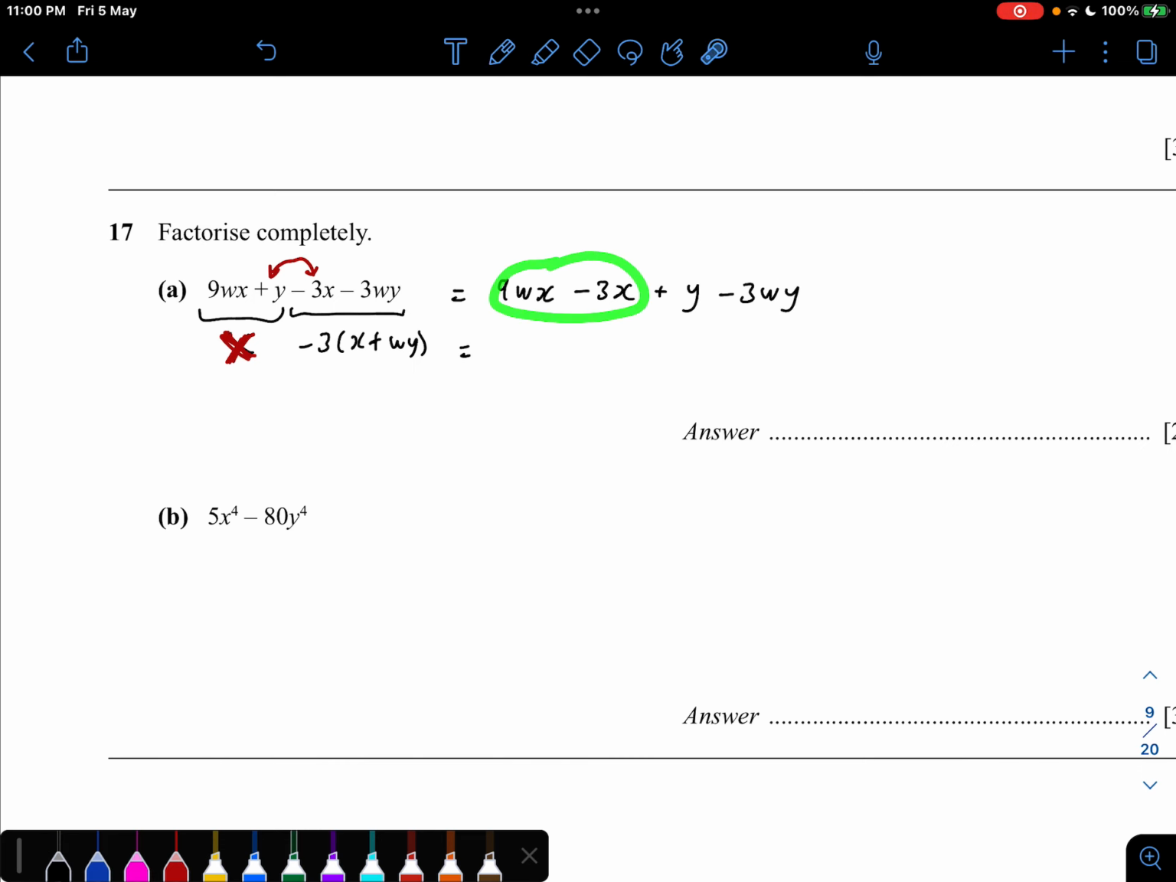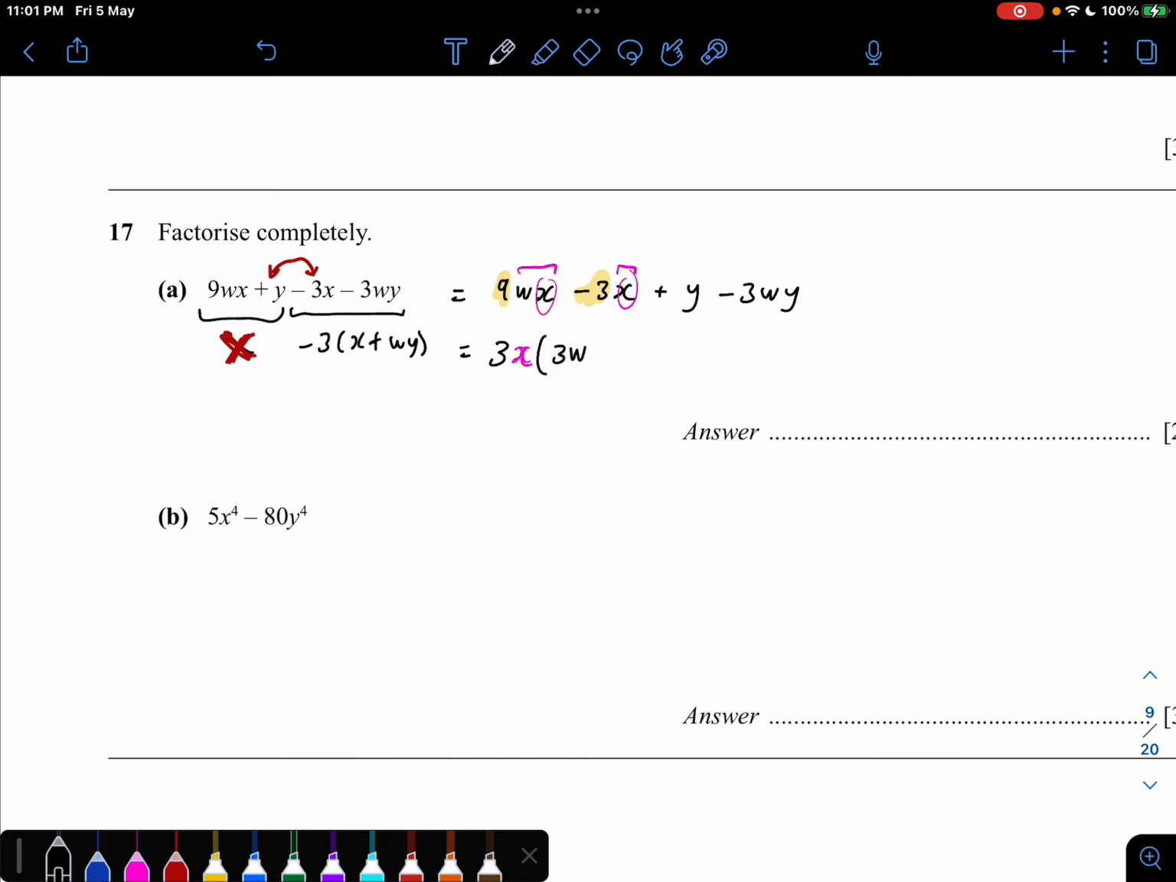The first two terms, any common factors? First, you deal with the numbers, the coefficients. 9 and -3. Any common factor? Yes, there's a common factor of 3. Bracket, 9 divided by 3, you get a 3. Let's also look at the letters. wx and x. Any common factor? Yes, there's a common factor of x. So we factor out x as well. So 9wx, take out 3x, you're left with 3w.